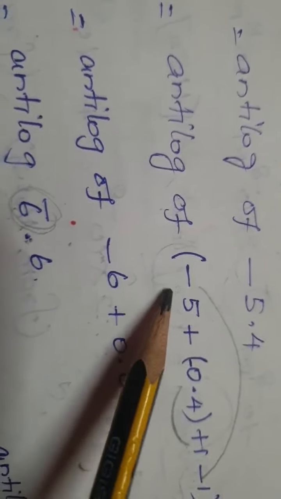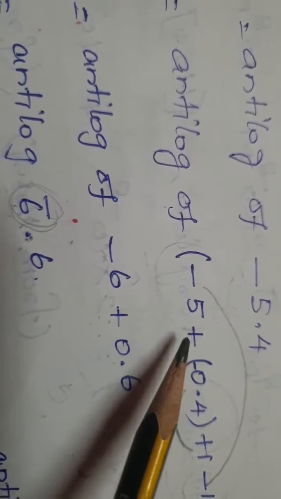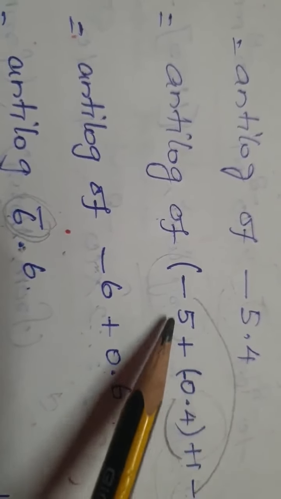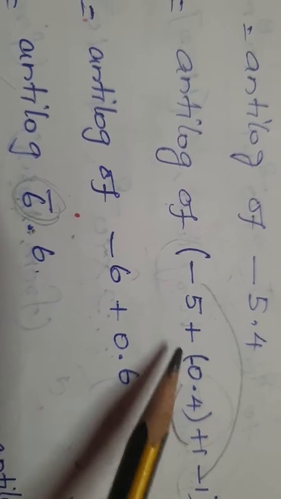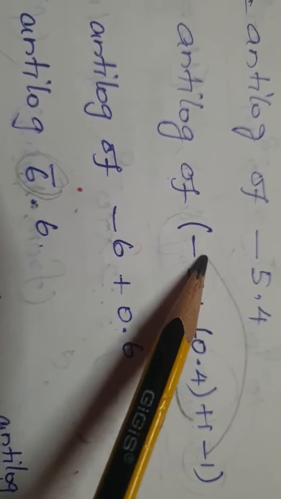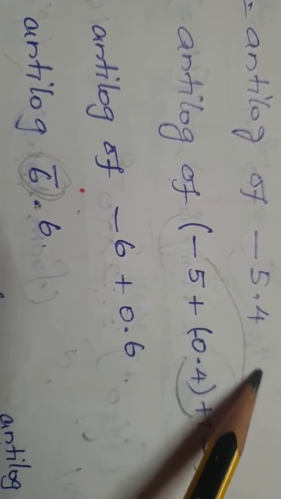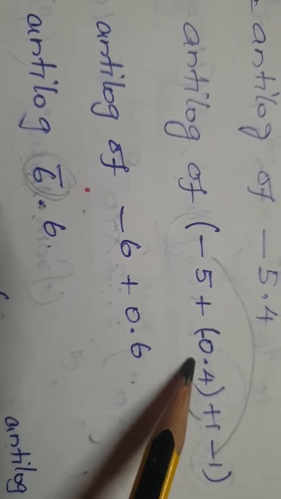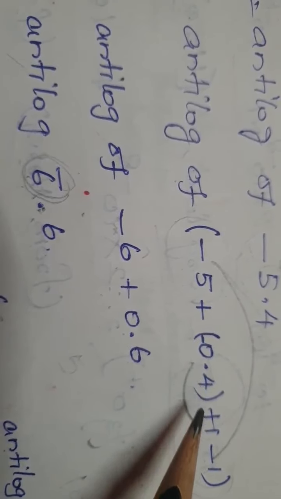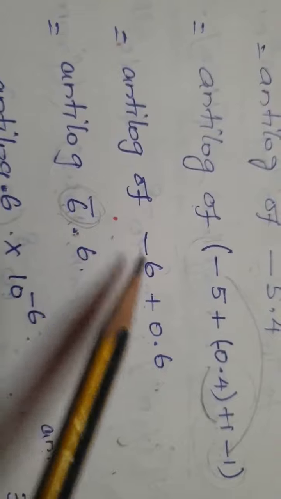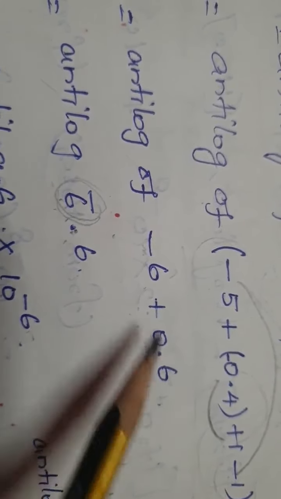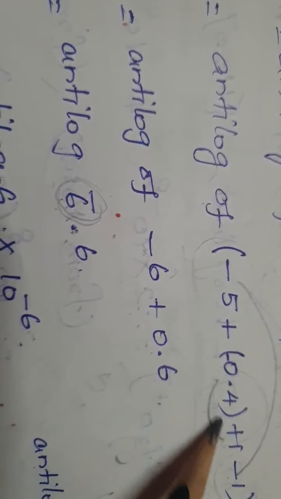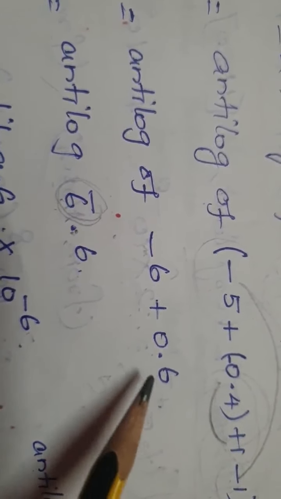So what is the form? Antilog of -5.4, just separate these two: -5 plus -0.4, plus 1 minus 1. Just add -0.4 and 1, combine these two values. Then you get antilog of -5 -1 is -6, and adding -0.4 plus 1 gives 0.6.